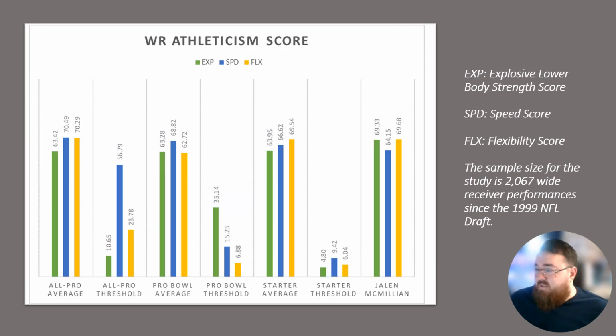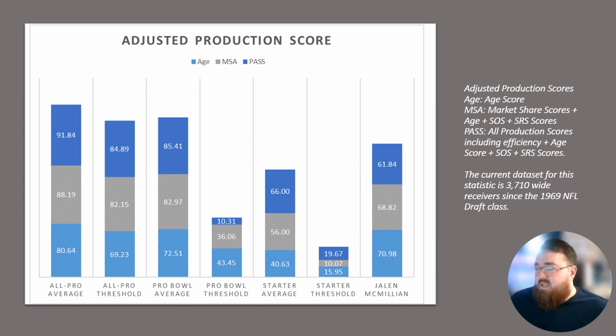Then when you look at athleticism traits, he was above average in terms of explosiveness, speed, and flexibility. Pretty much hits the starter, all pro, and Pro Bowl areas in terms of athleticism traits. But when you look at adjusted production, he's above the starter averages, but not really near the Pro Bowl and all pro areas. So the overall potential for Jalen would be like a starter, but he doesn't really have that Pro Bowl or All Pro upside to him. So there is a chance he could become a starter, but again, he doesn't really have that high quality upside to him based on data.